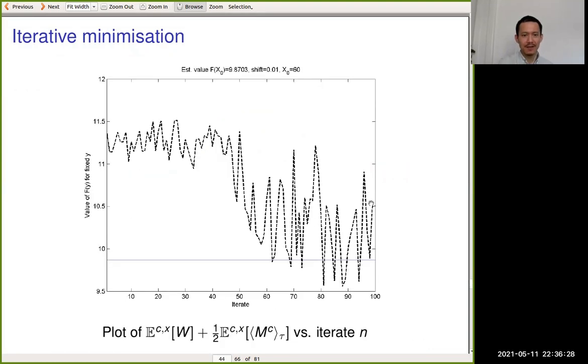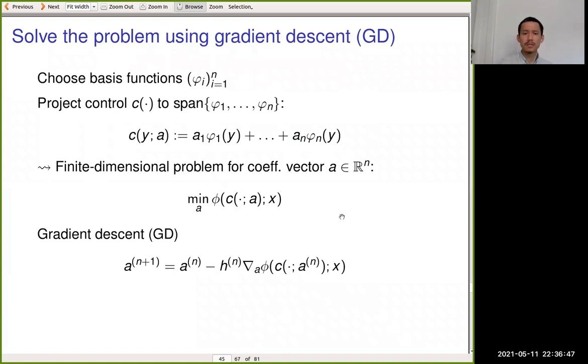Okay. And this is what you see if you just look at the plot of your objective function versus iterates. It starts out as not changing very much, and after a while it starts decreasing. The solid blue line is the true value for a given fixed x. And it's quite noisy, as you might see. Okay, so this is just a recap. This is how we solve our finite dimensional projection of the optimal control problem using gradient descent.